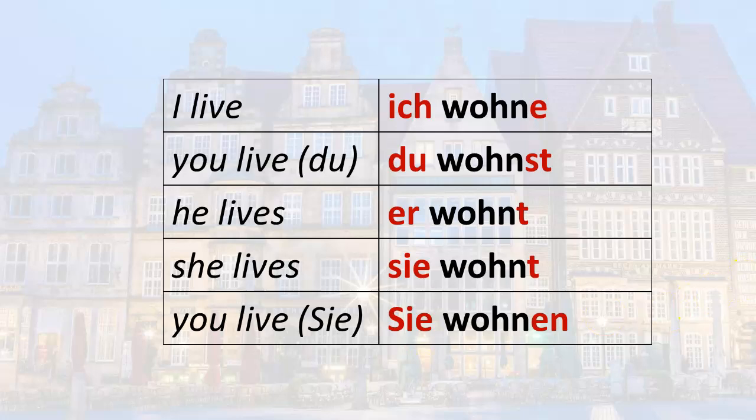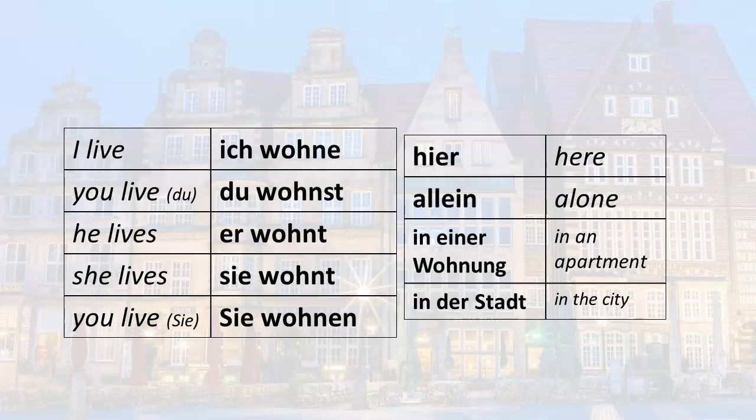Okay, so we have our forms. Ich wohne, I live. You live, du wohnst. He lives, er wohnt. She lives, sie wohnt. You live, Sie wohnen. So let's add to your vocabulary here. If you want to say here in German, that's the word hier. Alone, allein. In an apartment, in einer Wohnung. In the city, in der Stadt.